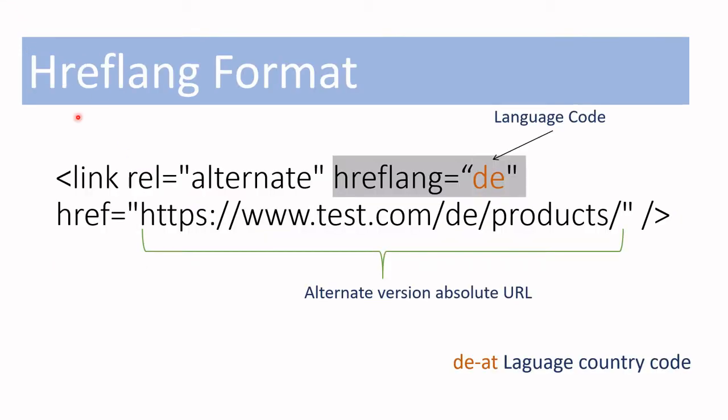Now let's see the format for hreflang. It is link rel equals alternate, hreflang attribute equals the language code, or it could be a language-country code. Here the language is DE, German, and AT is Austria, and then the URL. So when the search engine crawls the website, it could understand, oh, this website is having another version and this is the German version of this website. Okay, then I could show this URL for German speaking people.